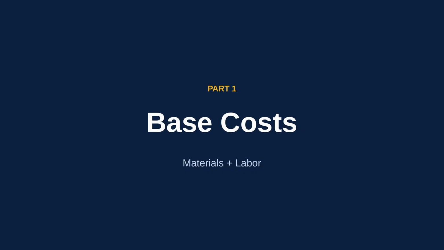Let me break down each piece. Your base cost is the foundation of every quote. It's made up of two things: materials and labor. Quickbid understands how cabinets are actually built. It knows what materials go where, what hardware is needed, what processes each piece goes through in your shop. You give it the basics and it calculates everything else.